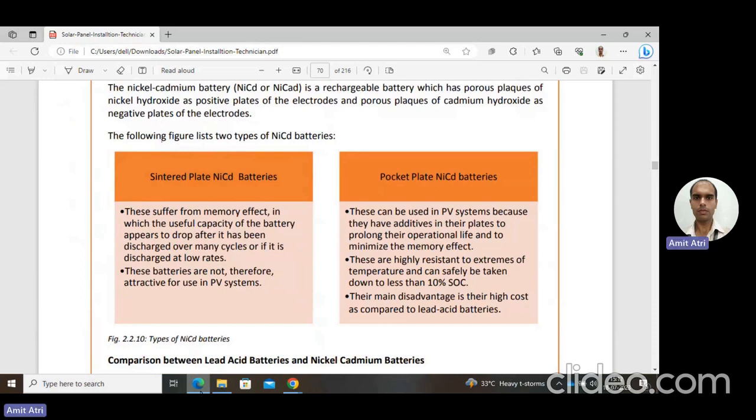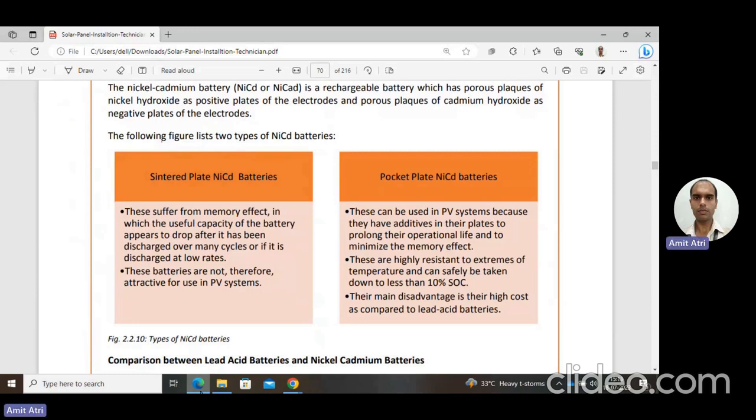The sintered plates suffer from the memory effect, in which the useful capacity of the battery appears to drop after it has been discharged over many cycles, or if it is discharged at low rates. So these batteries are not attractive for use in PV system. Coming to the next one, the pocket plate nickel cadmium battery. These can be used in PV system because they have additives in their plates to prolong their operational life and to minimize the memory effect. They are highly resistant to temperature conditions, and the charge stored can be brought down to less than 10% state of charge.